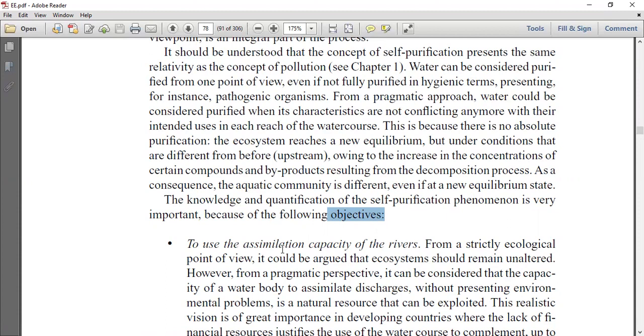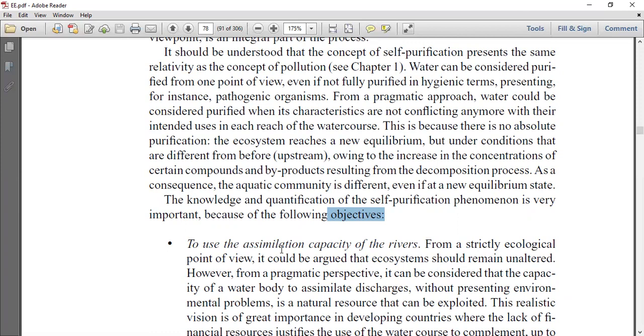It could be argued that the ecosystem should remain unaltered. However, from a pragmatic perspective, it can be considered that the capacity of a water body to assimilate discharges without presenting environmental problems is a natural resource that can be exploited. So, the ecosystem should remain unaltered.